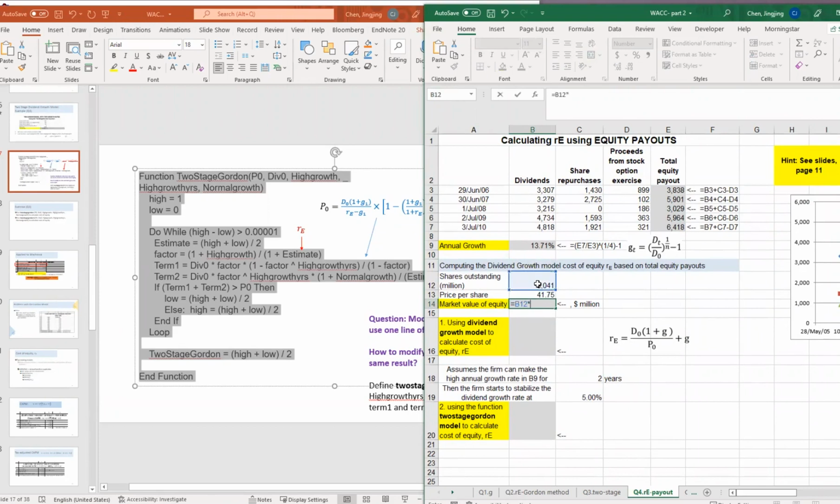Market value, simply use number of shares times price. Then use this model.